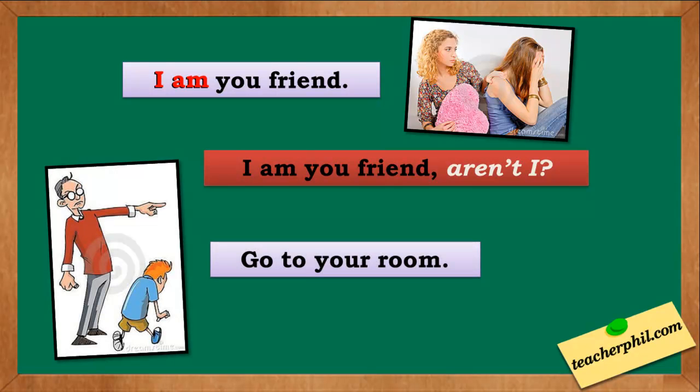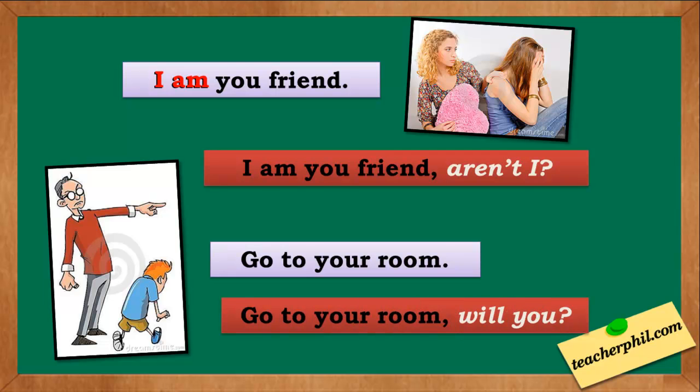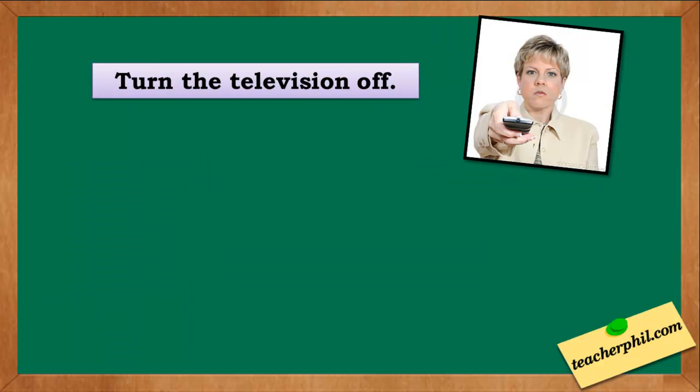The third one, go to your room. The correct answer is, go to your room, will you? Go to your room is an imperative. Therefore, the tag will you must be used.